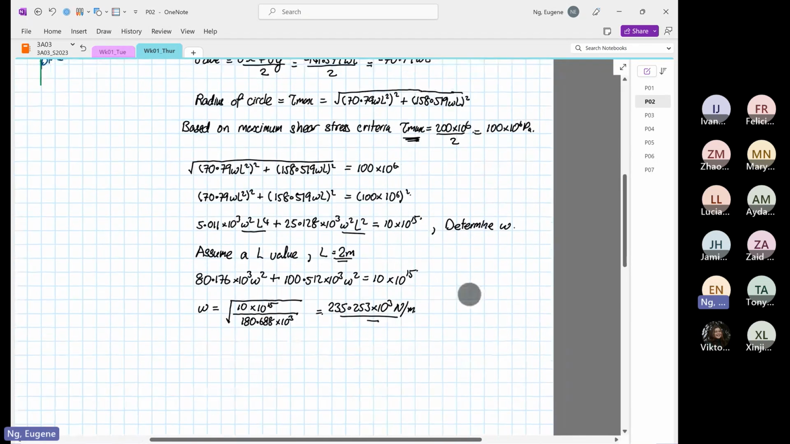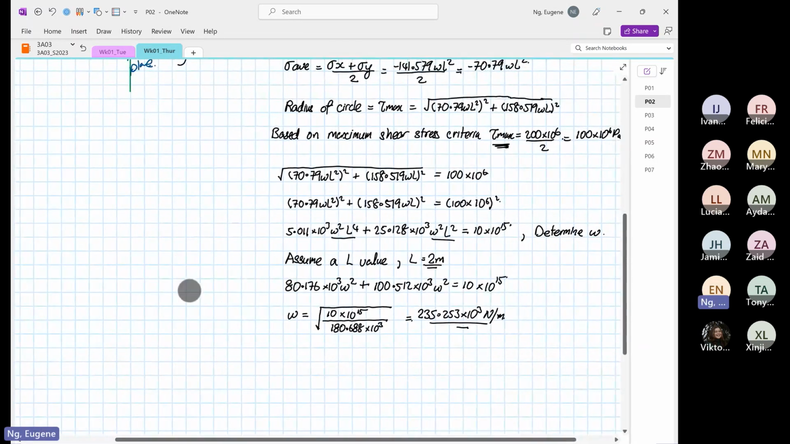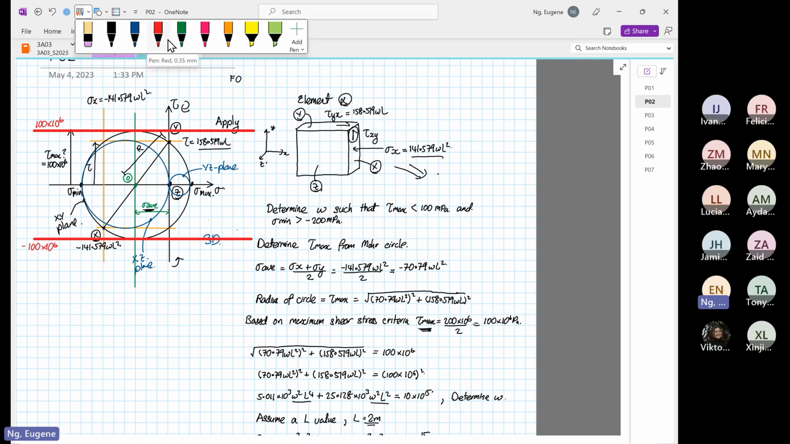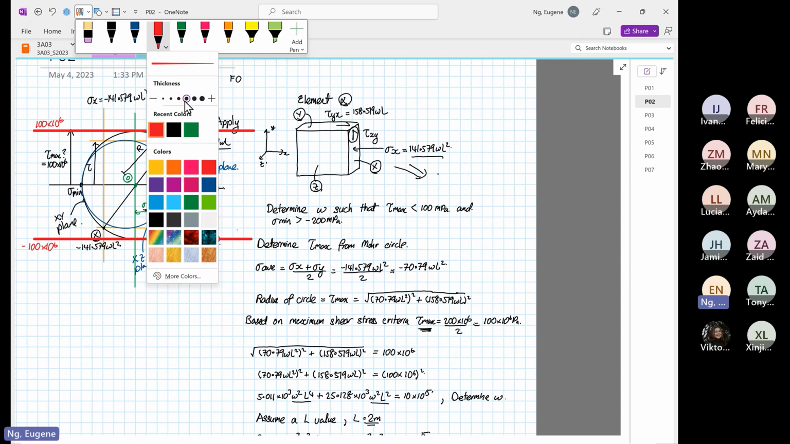So coming back to where we are now, we have identified that this circle has an upper and lower bound. The circle cannot go outside this red line, which is at the top and at the bottom. The next thing we have to check now is that we also have to ensure the minimum stress, which I'm going to draw a line for now. The minimum stress over here.